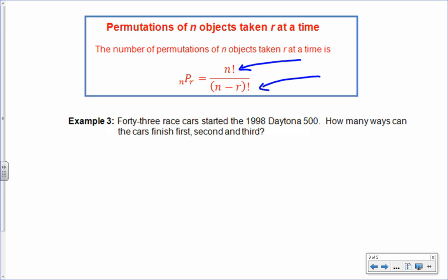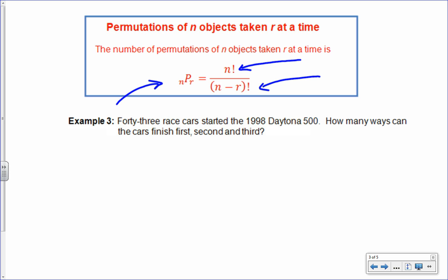So here we go. We have 43 cars that started the 1998 Daytona 500. That's actually true, by the way. How many ways can cars finish first, second, and third? We're assuming no ties. All right? So we could do it basically 2 different ways. One of the ways is to follow this.